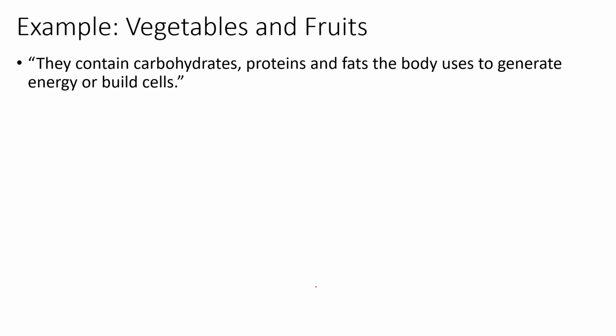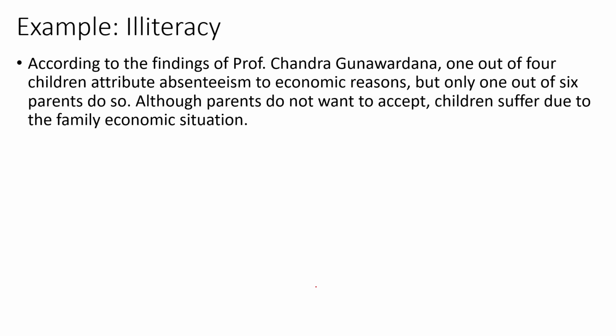Okay. So let's take an example. Vegetables and fruits. Now, this is a fact. They contain carbohydrates, proteins, and fats the body uses to generate energy or build cells. You see, when you say something like this, people understand, okay, it is important to eat fruits and vegetables because they contain these things and they are required to build cells. See? So, like that, you presented a fact to establish the point that you want to say.